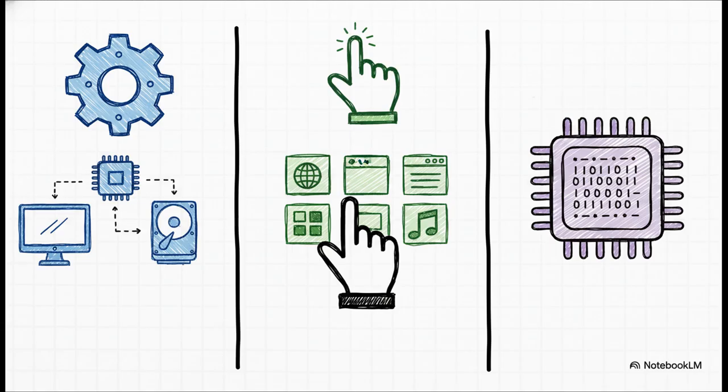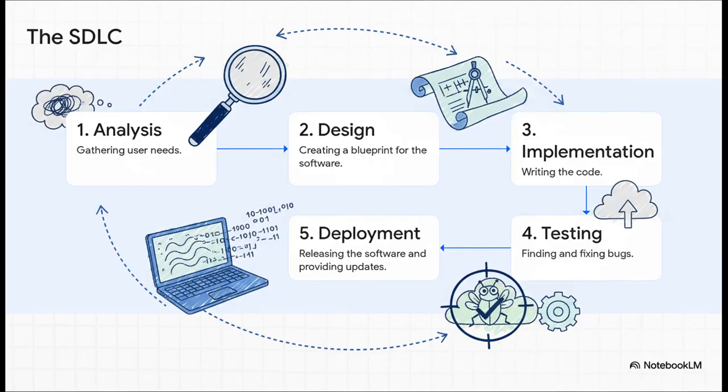And then there's a special category called firmware, which is low-level software that's permanently baked into a piece of hardware, like the code that makes your router work. So, how is good software actually built? It's not just a chaotic scramble of coding. Professionals follow a structured process called the Software Development Lifecycle, the SDLC.